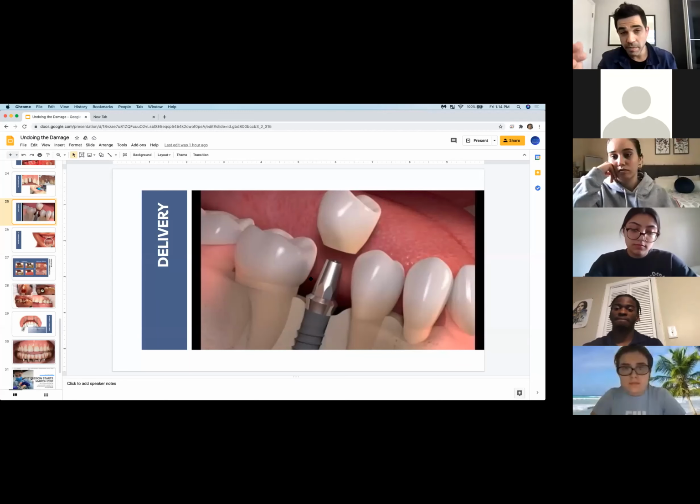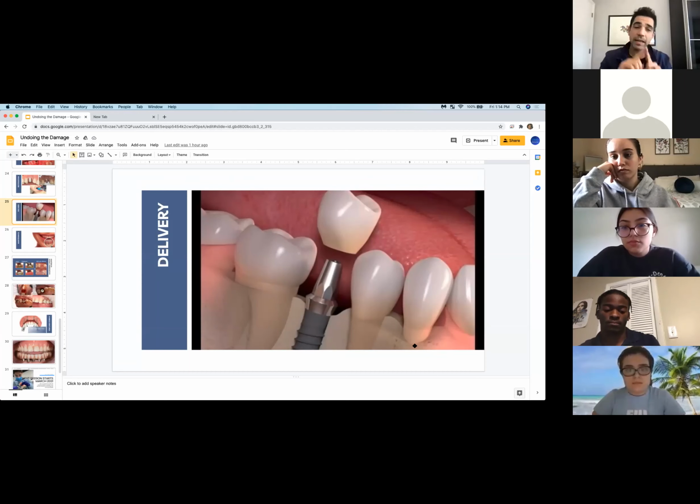And for some areas of the mouth, this shape works perfectly fine. Like for premolars, tissue levels work great. For certain molars, tissue levels work great. For anything anterior, I would do a bone level implant because aesthetics are more important, right? They're more of a consideration.